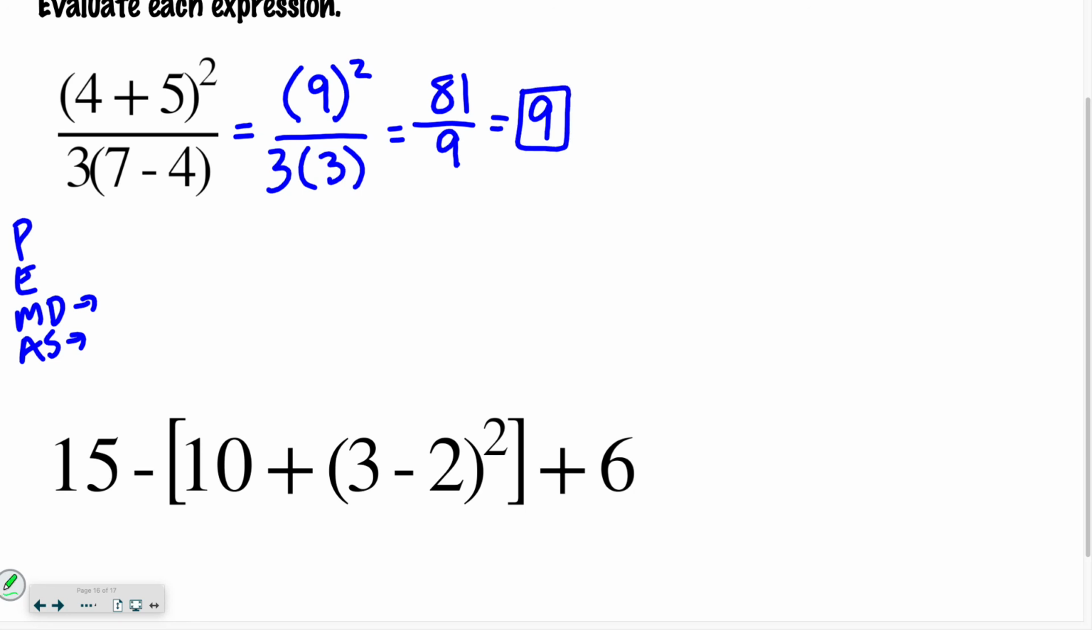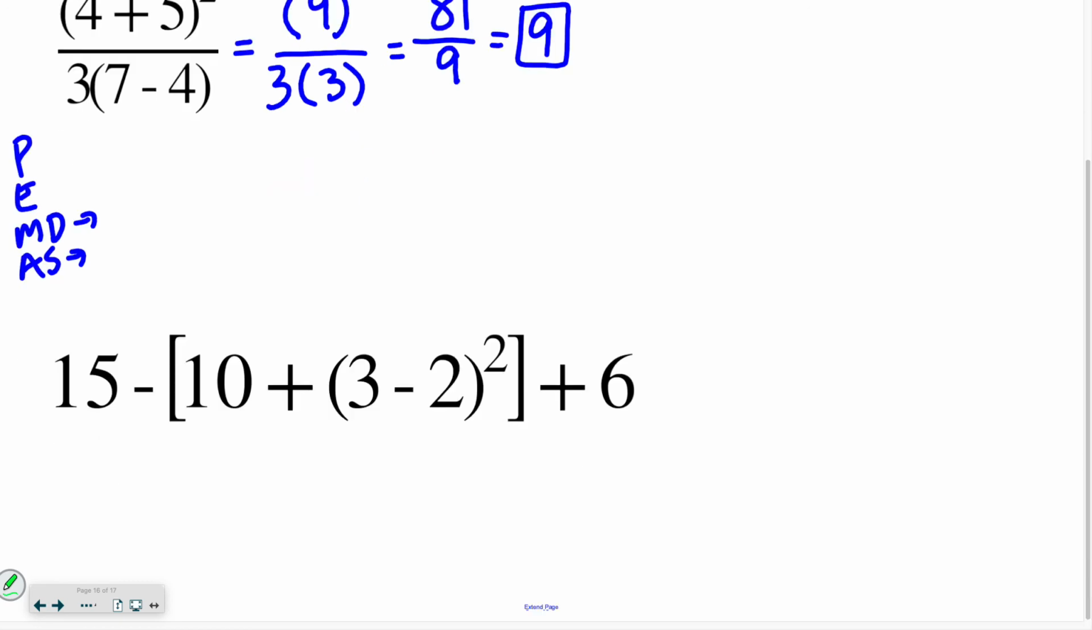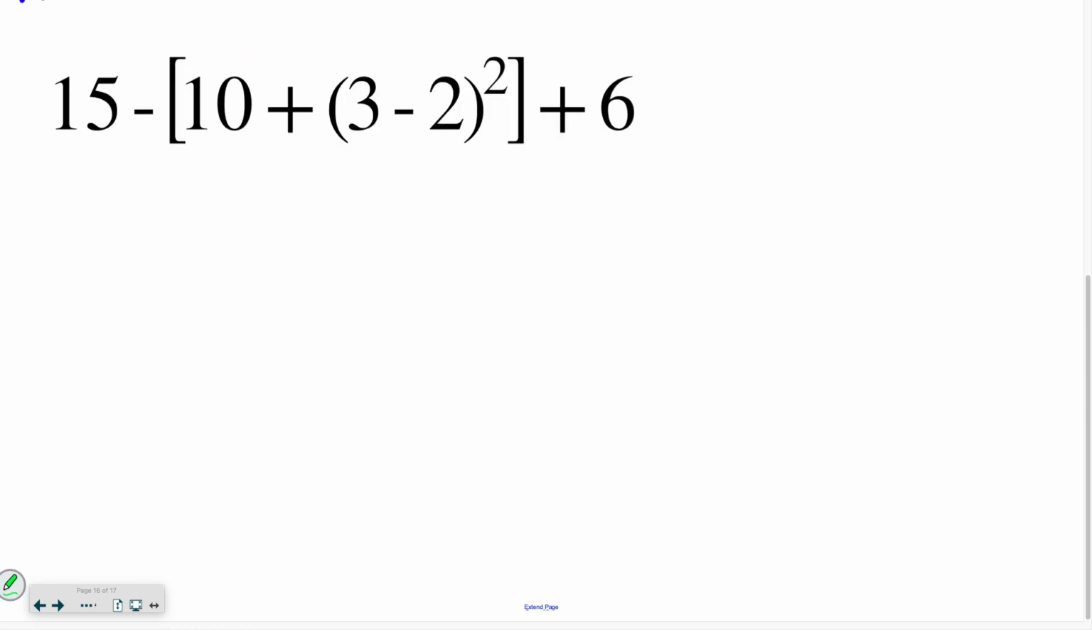So for this one, when you have fractions like that, I recommend simplify everything on the top, simplify everything on the bottom, and then divide them together. Now let's move on to the last one here. We have 15 minus, and then in our square brackets, we have 10 plus parentheses 3 minus 2 raised to the second power, square bracket, and then plus 6.